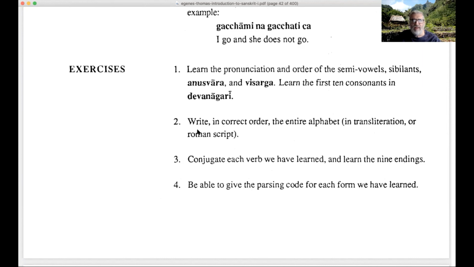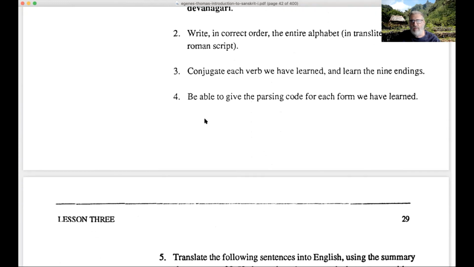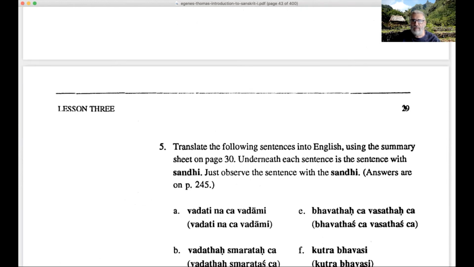Okay, no problem. So now the exercises are: learn the pronunciation and order of the semivowels, sibilants, anusvara, and visarga. Learn the 10 consonants in Devanagari. That we already know. Write in correct order the entire alphabet in transliteration and Roman script. Conjugate each verb that we've learned and learn the 9 endings. We just went through some steps where we did that. Be able to give the parsing code for each form that we learned. Yes, we've done that.